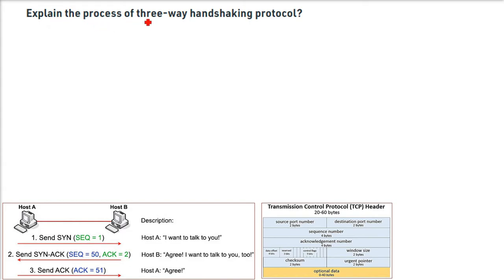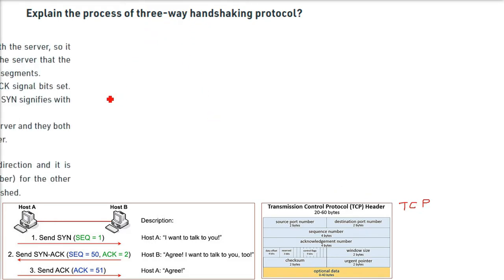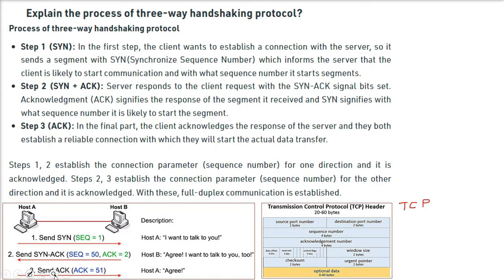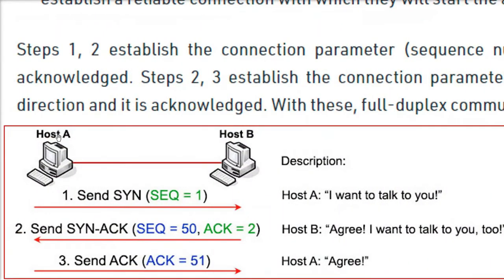Explain the process of the three-way handshaking protocol. So in a TCP connection, the first thing which happens is this three-way handshaking protocol. This is your host A. Now host A wants to get connected to host B. So what will happen? The first thing, it is for the data transfer. Host A will tell host B, I want to talk to you.